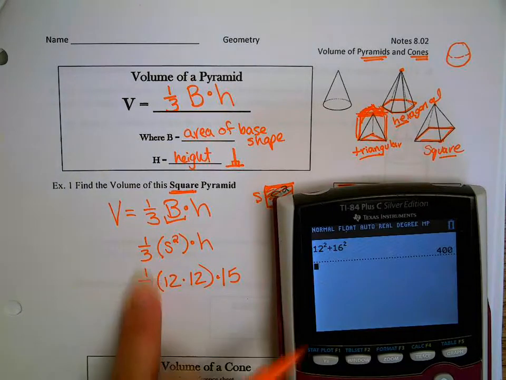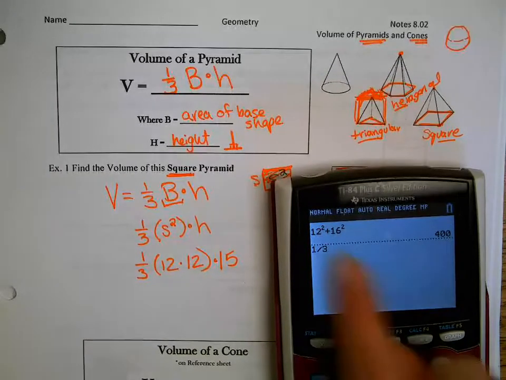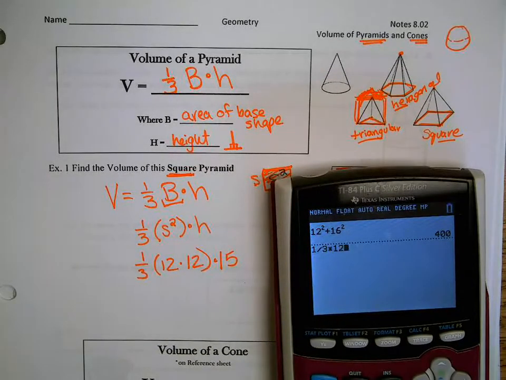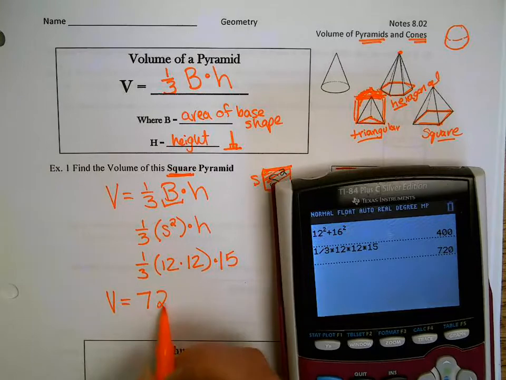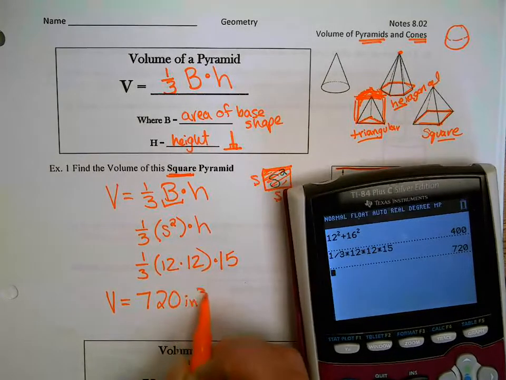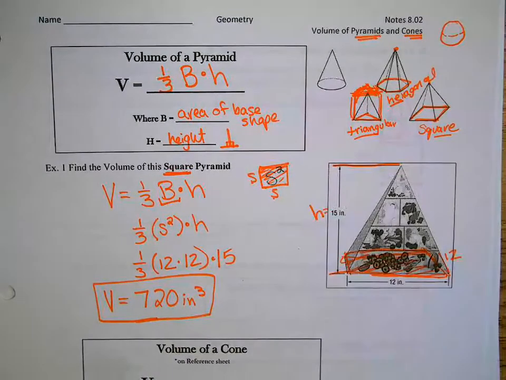Now, a third, 1 divided by 3. A couple of you were confused on how to put a fraction in. You literally just hit your division symbol. So 1 divided by 3 times 12 times 12 times 15 will give us a volume equal to 720 inches cubed. So that's volume of a pyramid.